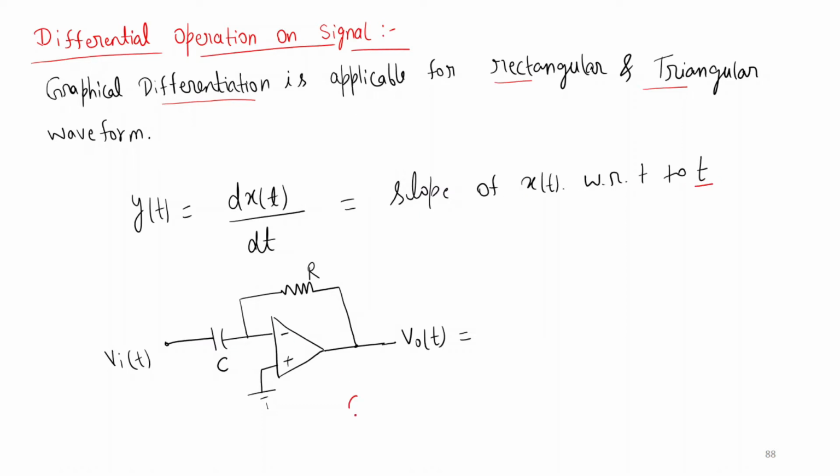This is the circuit of the differentiator. If the input is Vi(t), the output will be minus RC dVi(t)/dt. So when you apply any input waveform here, you will get its differentiation.